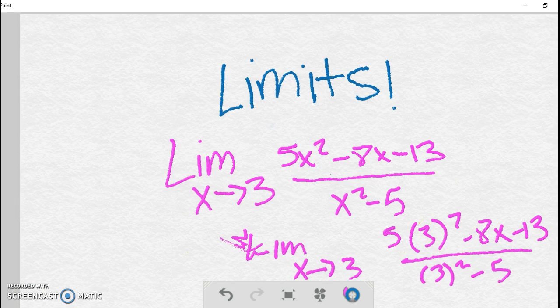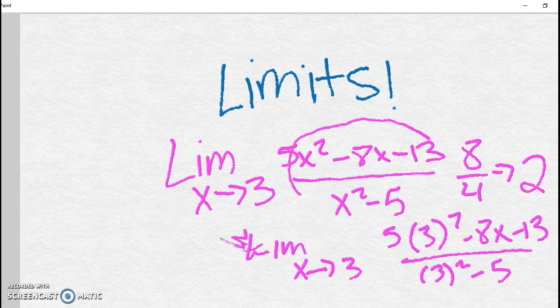So, you plug in the 3 for every time you see x. And so, once you put that in your calculator, you should be getting 8/4, which is actually 2. So, the limit as x approaches 3 of this function equals 2.